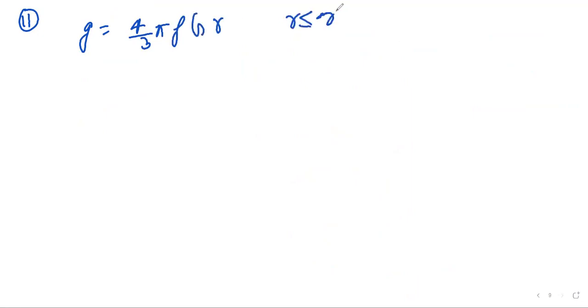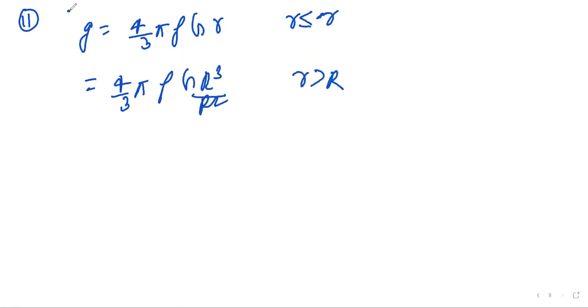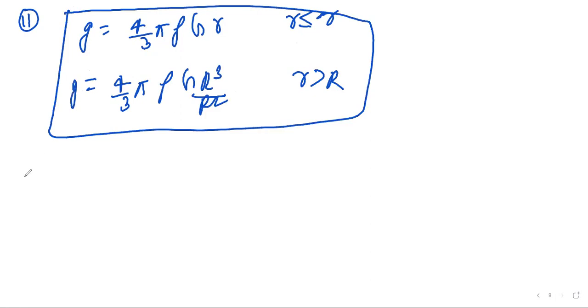Now see question number 11. Starting from the center of the earth having radius R, the acceleration g is shown by: g is equal to 4 by 3 pi density G r, for r less than R. The next one is given by 4 by 3 pi density G R cube upon r square, for r greater than capital R. So this is the g given to you. Just remember the formula.